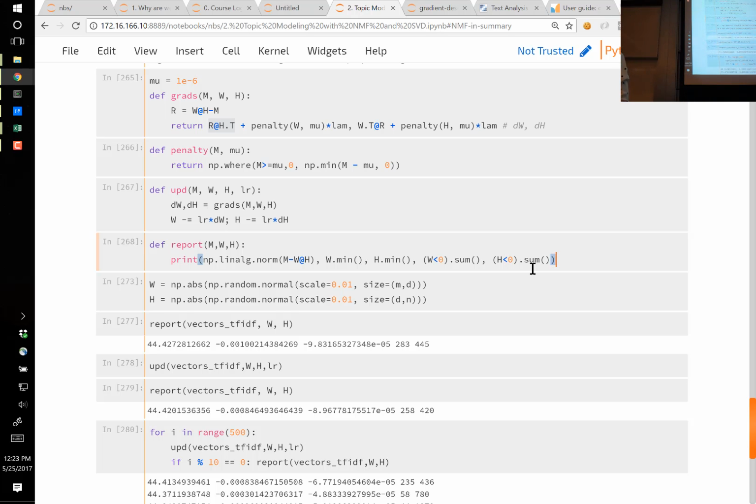Would you mind repeating why we are adding the penalty term? Can you pass the microphone, Jeremy? Sorry. Would you mind repeating why we apply the penalty term here?